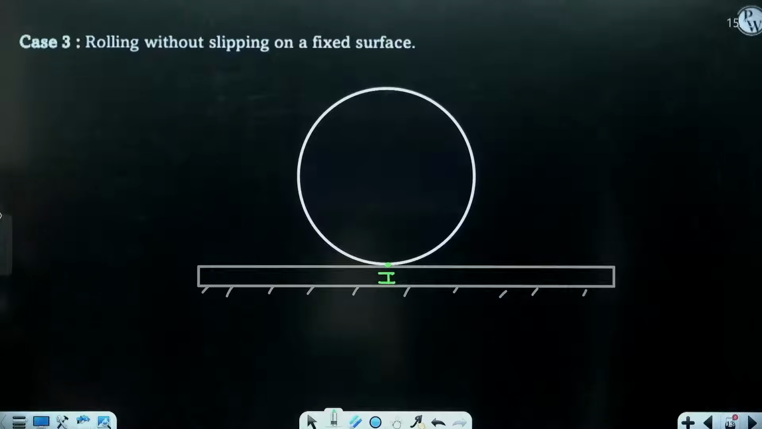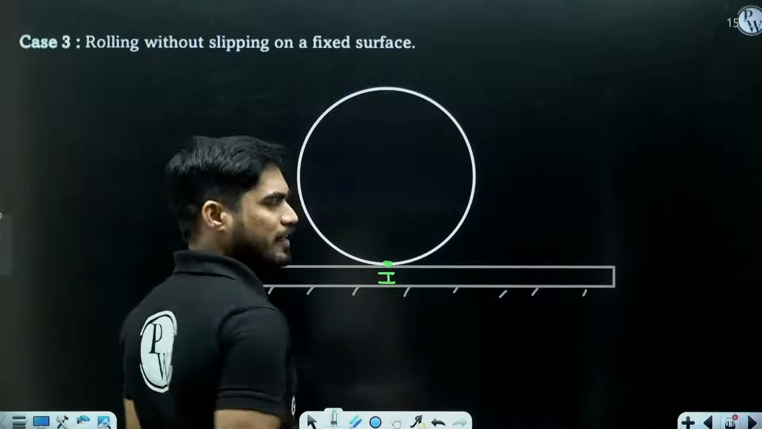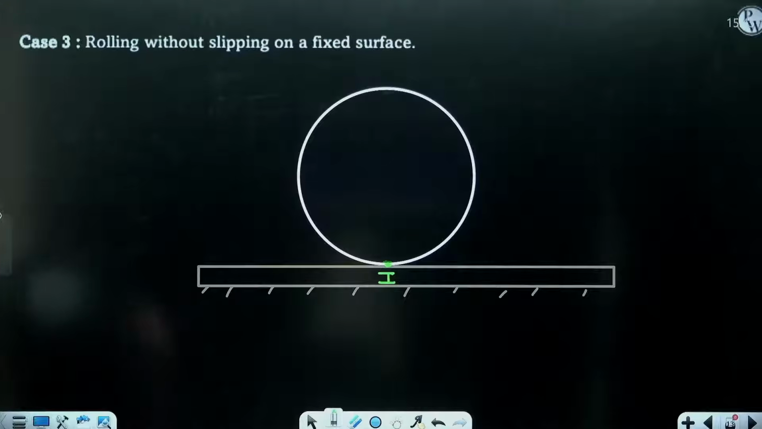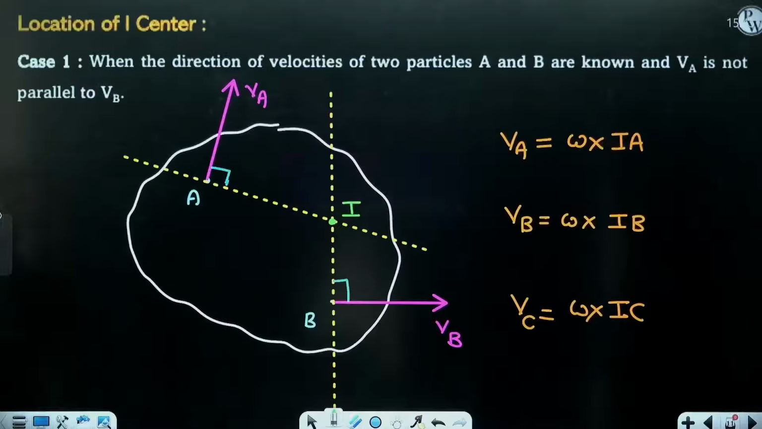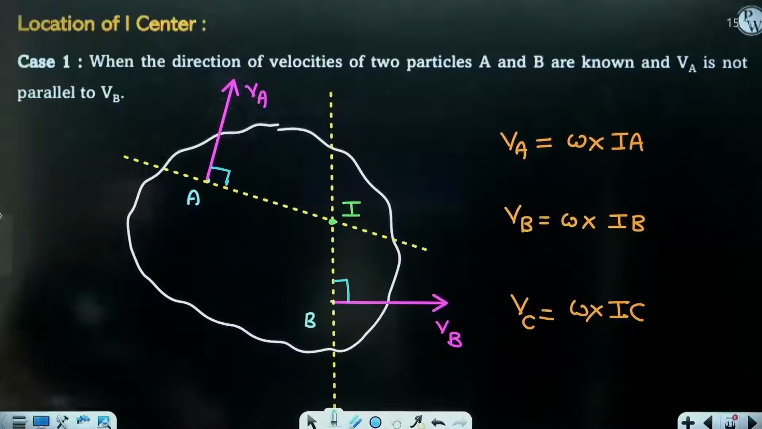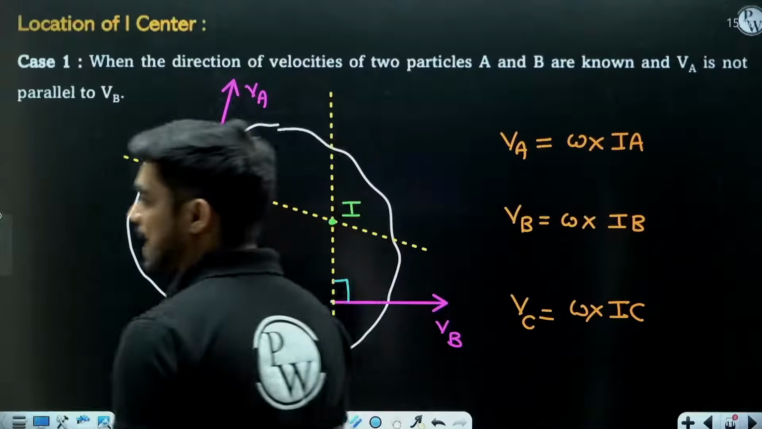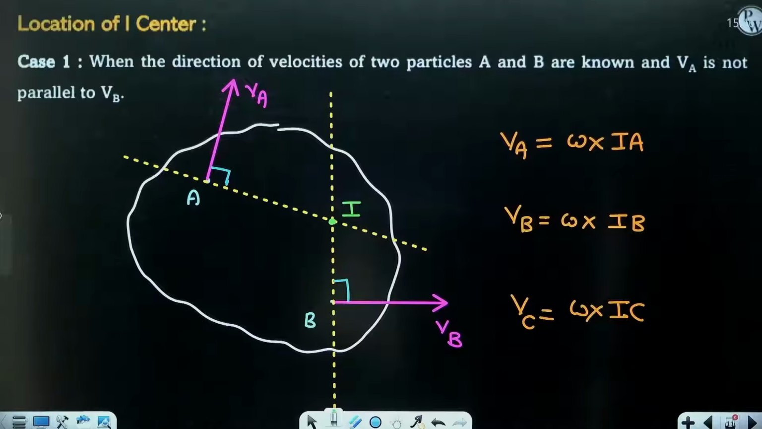So here it is very easy to find the IC, na? The point of contact is the IC, that's it. Okay. So we have these three cases of finding the IC. Case number one, when the direction of velocities of two particles VA and VB are known, magnitude is not required, only the direction is required.